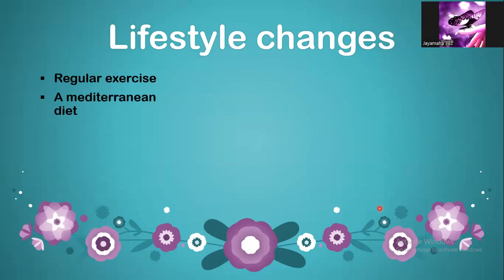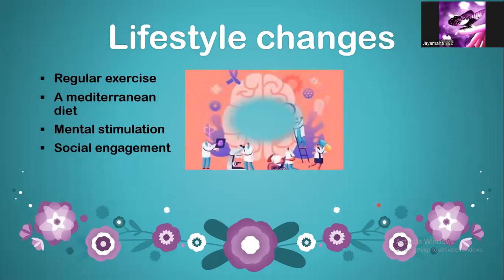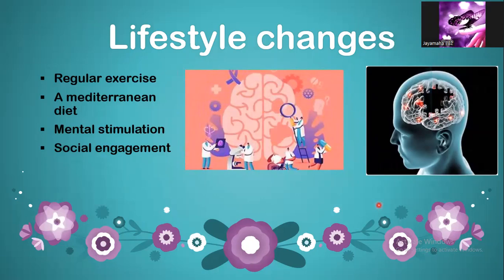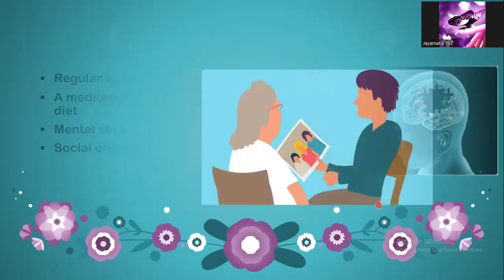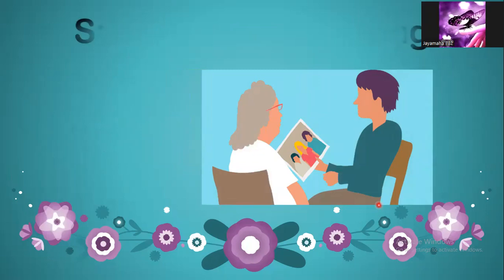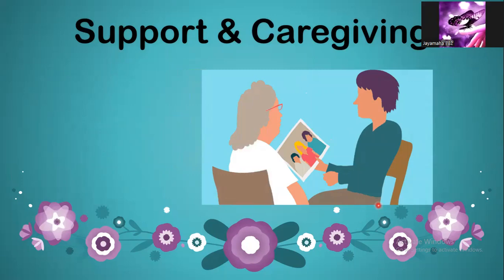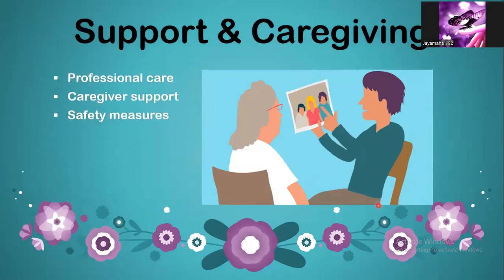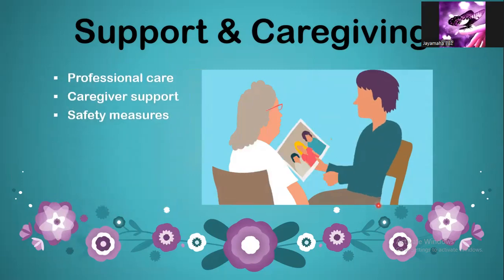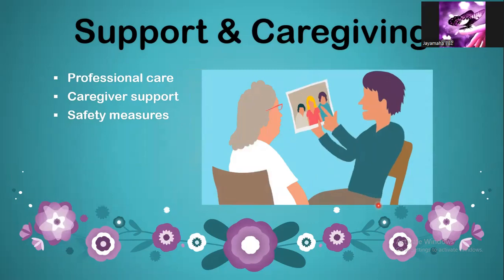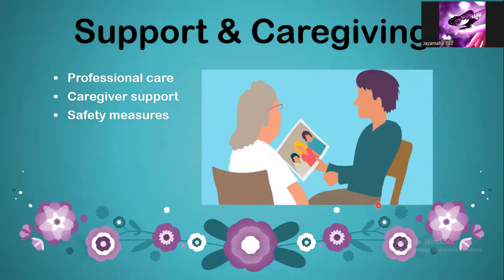Here it shows what the lifestyle changes related to Alzheimer's disease are. They are regular exercise, using a Mediterranean diet, and mental stimulation as well as social engagement. Now let's see what the support and caregiving related to this condition are. They are professional care, caregiver support, as well as safety measures.